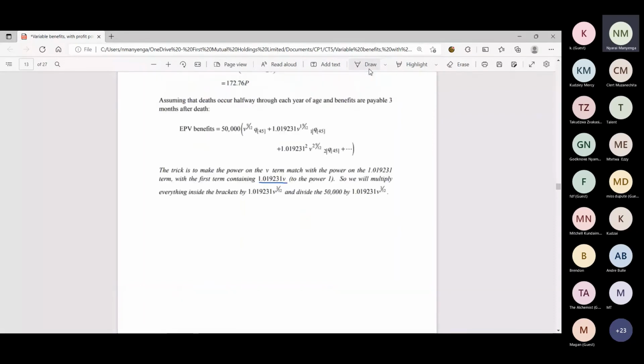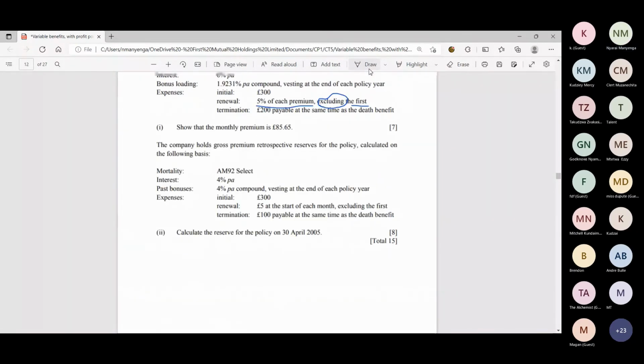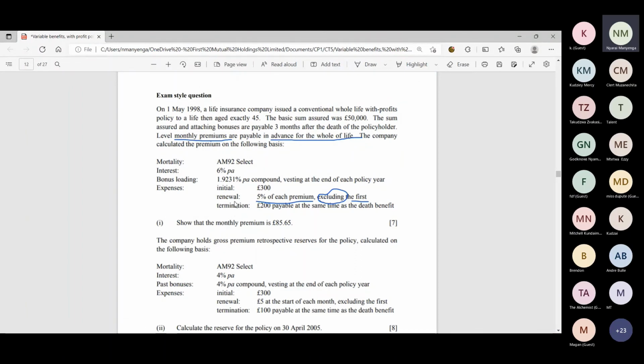So you see that it's very key for you to underline key aspects in the question so that you will also be able to exclude some of these things. When the renewal expenses are said to exclude the first year, you have to subtract that one from the annuity factor. You also need to allow for the bonuses compounding for the benefit, and know that the termination expenses will only be payable at the same time as the death benefit.